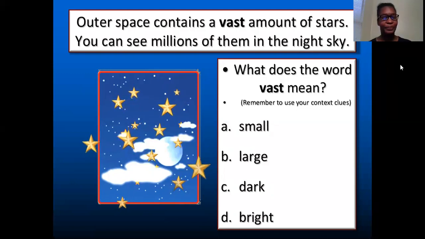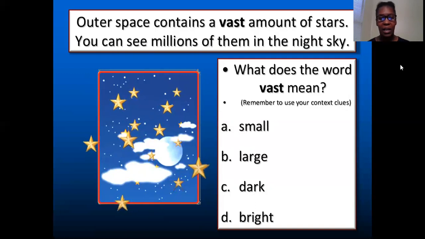Okay, let's look at it. Outer space contains a vast amount of stars. You can see millions of them in the night sky. So let's look at your choices. Outer space contains a vast amount of stars. You can see millions of them in the sky. A, small amount of stars. Well, if I could see millions of them, definitely wouldn't be a small amount of them, right? So we can go ahead and eliminate A.